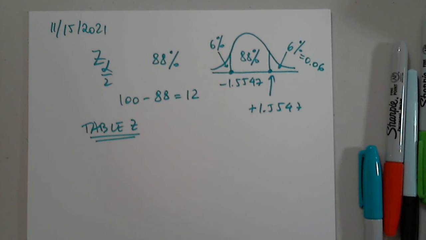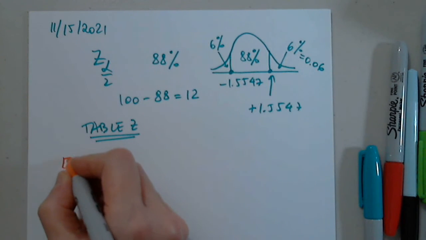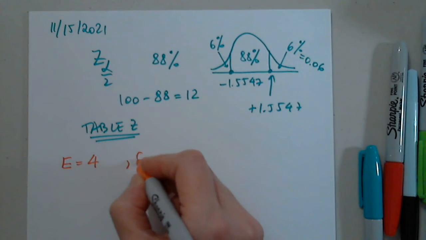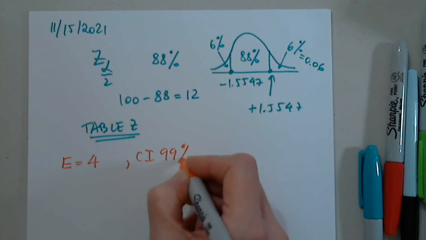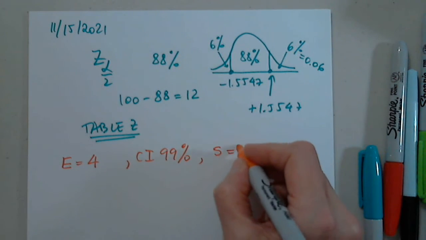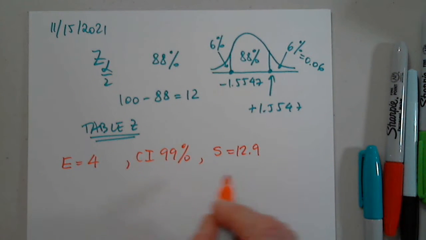Once we read this sentence, we have to understand that E, the margin of error, is 4 points. The confidence level is 99%, and the standard deviation from a previous sample is 12.9. This is what we have to write on paper immediately. Excellent.